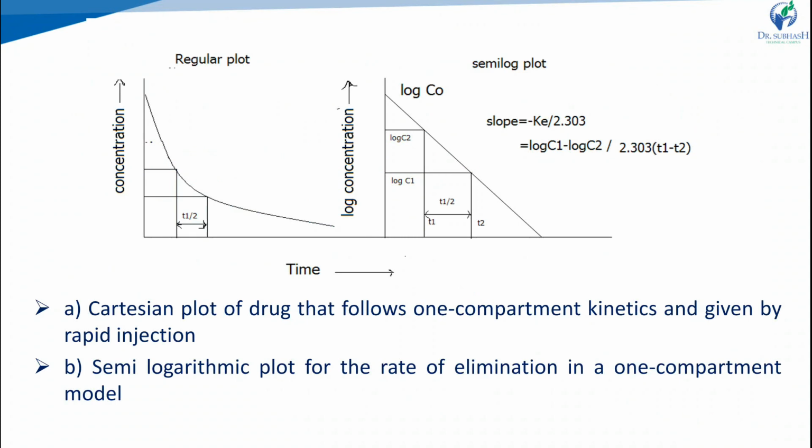We have to plot the graph for one compartment kinetics given by rapid injection, concentration versus time. So we get the curve. The same data we have to apply on semi-log paper graph, log concentration versus time. We have to get the straight line. From that we have to find out, from the slope, the Ke, the elimination rate constant.